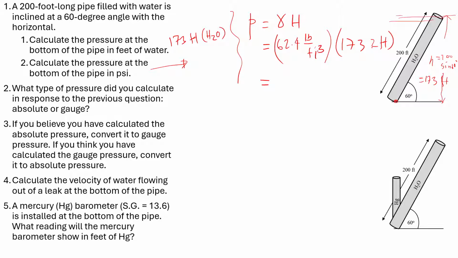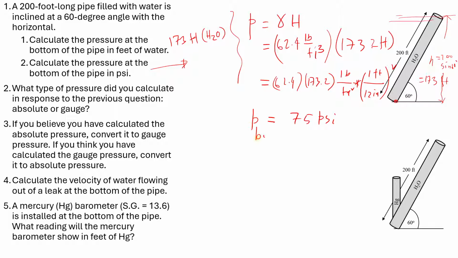Now we have foot cube here and then foot right here, so I'll have foot square left, so I'll have to convert this to pound per foot square. So this will come in 62.4 times 173.2, so 1 foot will cancel. I will have pound per foot square, and then the foot square I'll convert to inches, 1 foot to 12 inch, and then whole square that. If you solve this, everything is going to come approximately 75 psi at the bottom of the tank.